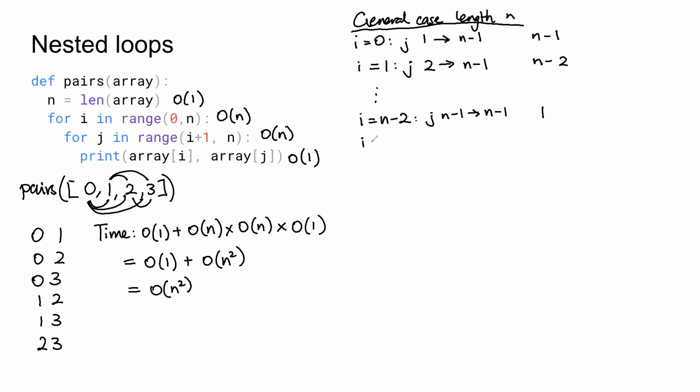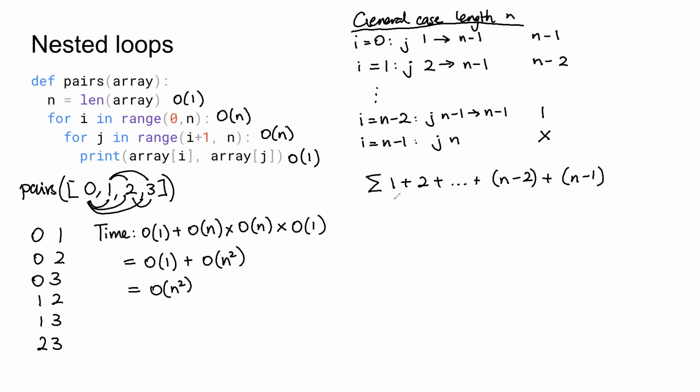And in the last iteration, when i is equal to n minus 1, well, j has to start at n, which is out of range, so the loop terminates. And what we need to do now is sum the numbers 1, 2, and all the way to n minus 2 plus n minus 1, because together this represents the number of times the print statement is called, and hence the amount of work that our algorithm is doing.